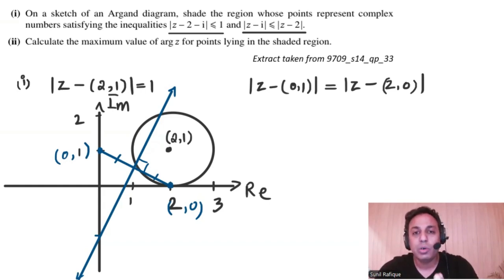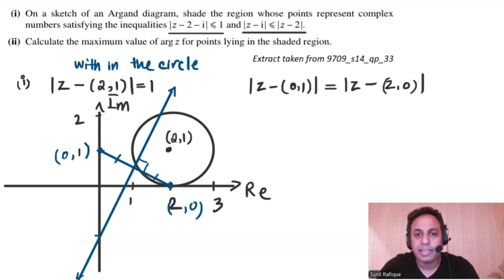Okay, so now comes the shading part. They are saying it's less than or equal to 1. So this first part means we need to shade within the circle, right? And this one, if this is less than or equal to, it means this part. I think often students get confused by this.